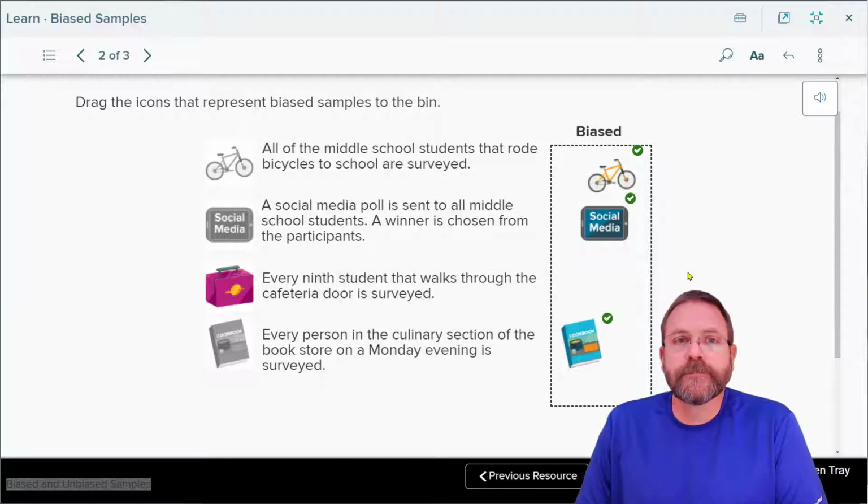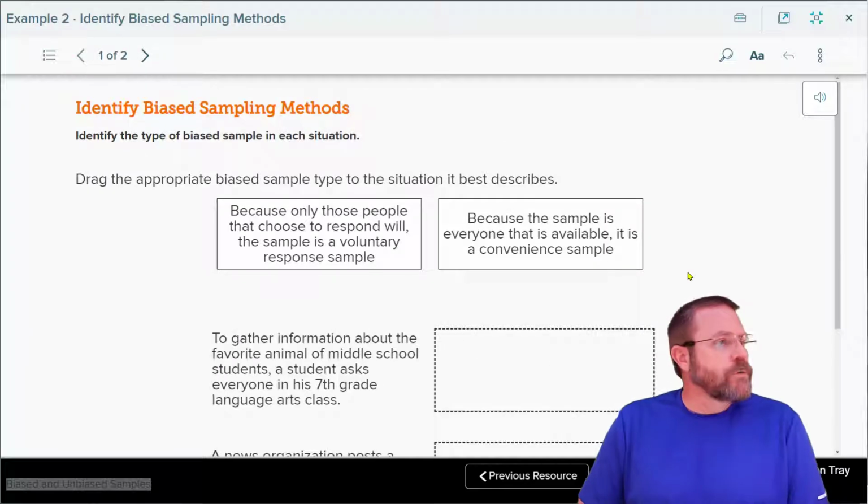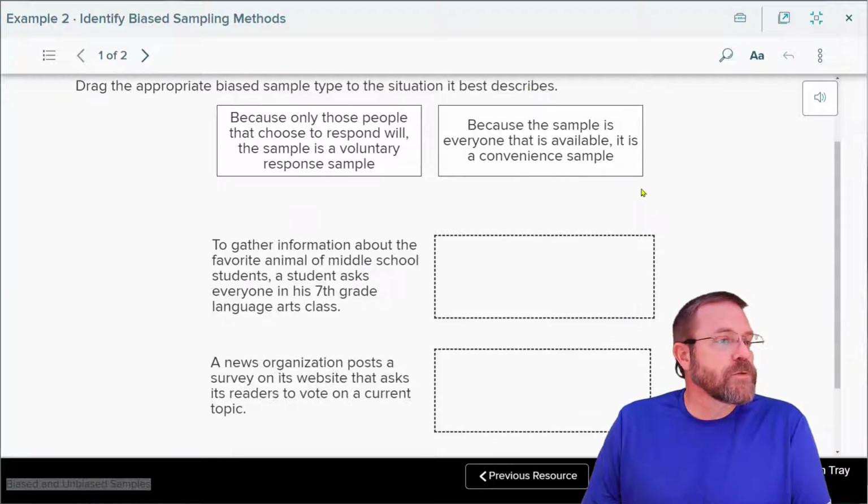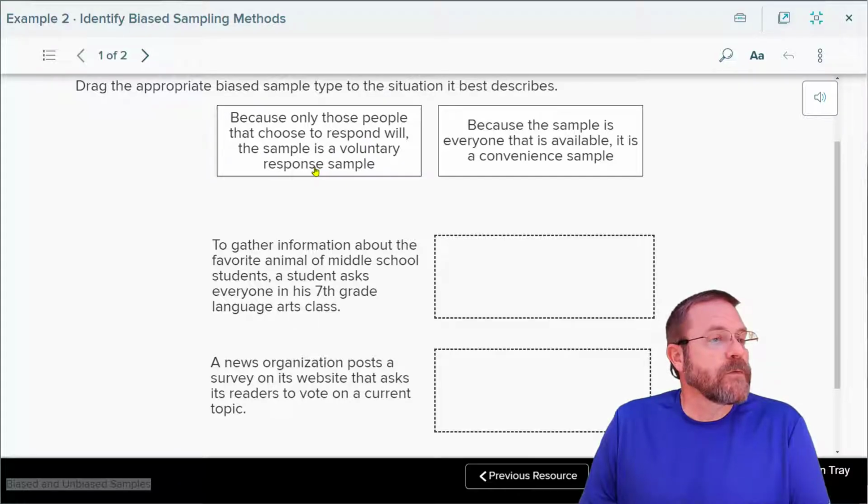Easy math. Example number 2 says they want us to identify the type of biased sample in each situation. Drag the appropriate biased sample type to the situation that best describes it. And the first one says, because only those people that choose to respond will, the sample is a voluntary response sample.